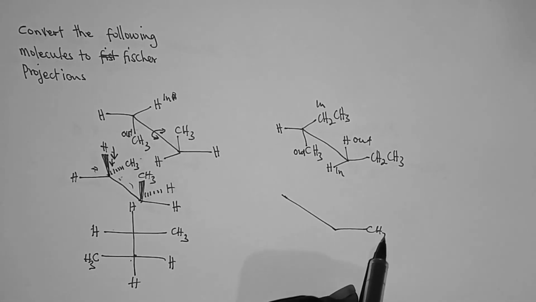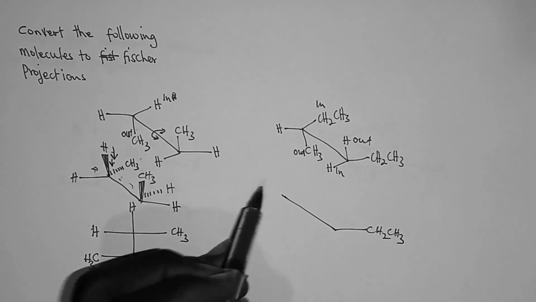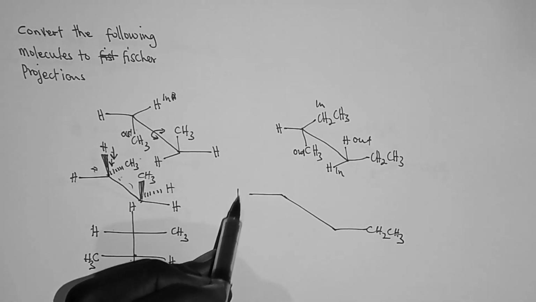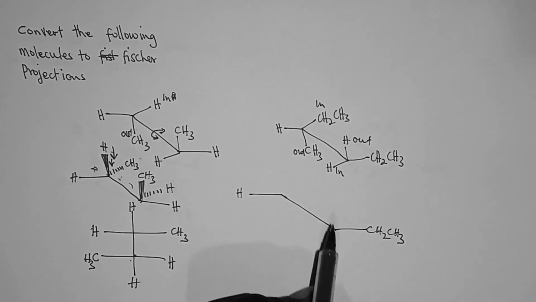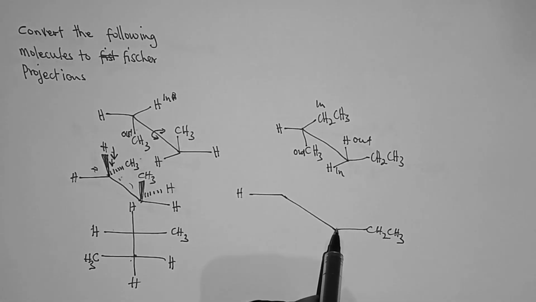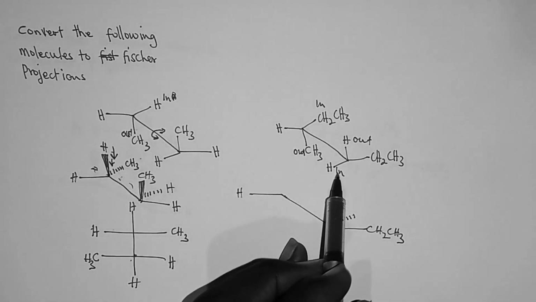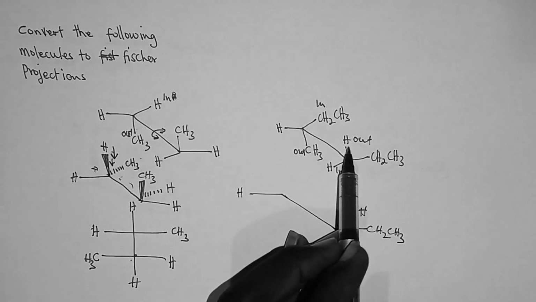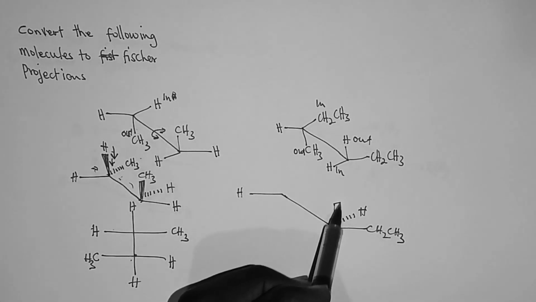And this is a CH2, CH3. It's in the plane of the molecule, and this is a proton. And then there's one proton which is going into the page. So this proton is going into the page. Then this proton is coming out of the page. So let's show it here.